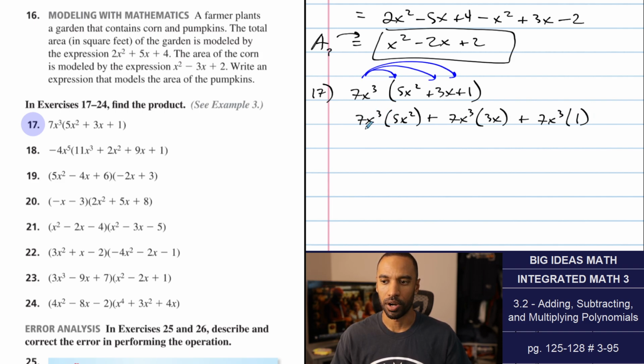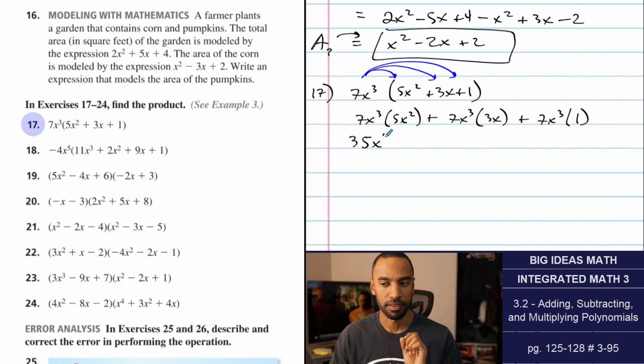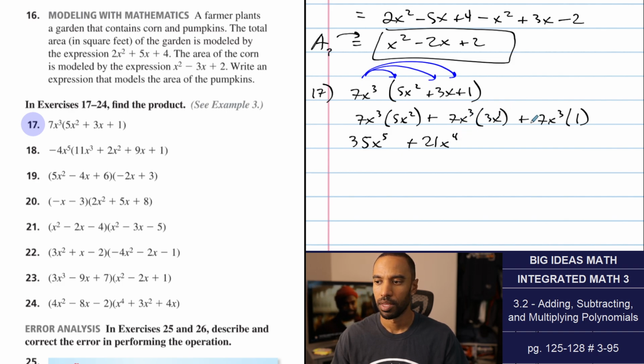7x cubed times 5x squared. You do 7 times 5, and then you do x cubed times x squared. Those exponents add. You get x to the 5th. They do not multiply. It's not x to the 6th. 7 times 3 here is 21. Don't write x cubed. X cubed times x to the 1st is x to the 4th. 7x cubed times 1 is 7x cubed.